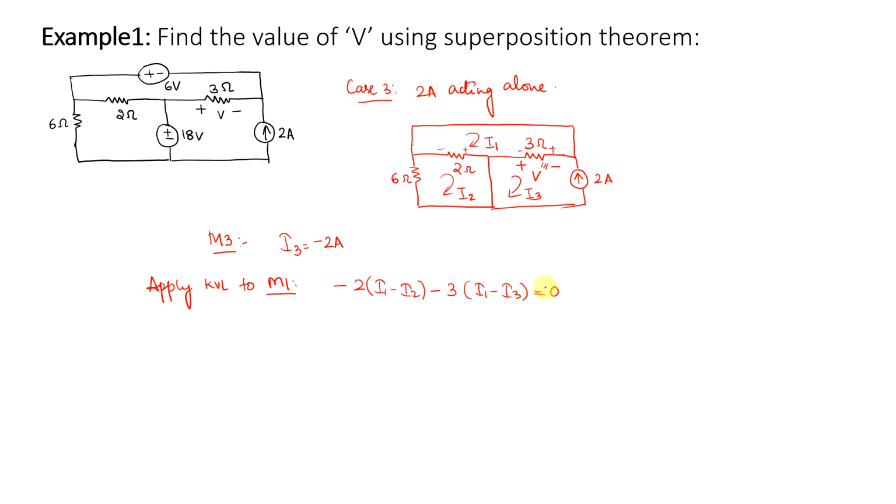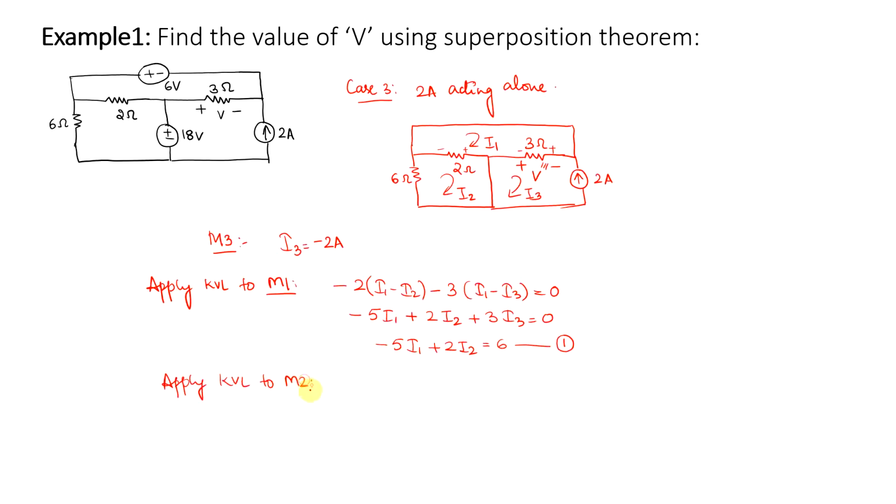So I can write this equation as minus 5 times I1 plus 2 times I2 plus 3 times I3 equal to 0. I know the value of I3, right? That is minus 2 amps. So this becomes minus 5 times I1 plus 2 times I2 equal to 6. This is my first equation.